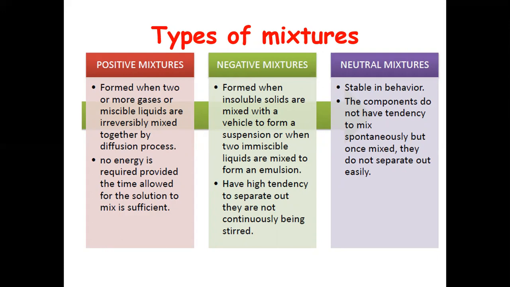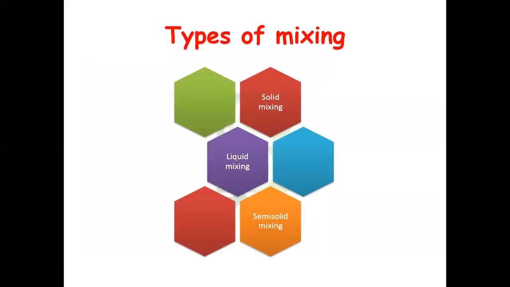They separate out if they are not continuously being stirred. And the last type is the neutral mixtures. It has stable behavior. The components do not have a tendency to mix spontaneously, but once they are mixed, they do not separate out easily. So the type of mixing also depends on the physical state of the material. Depending on the physical state, there are three types of mixing. One is solid mixing, another is liquid mixing, and the last is semi-solid mixing. We will see all these types in detail in the next lectures.